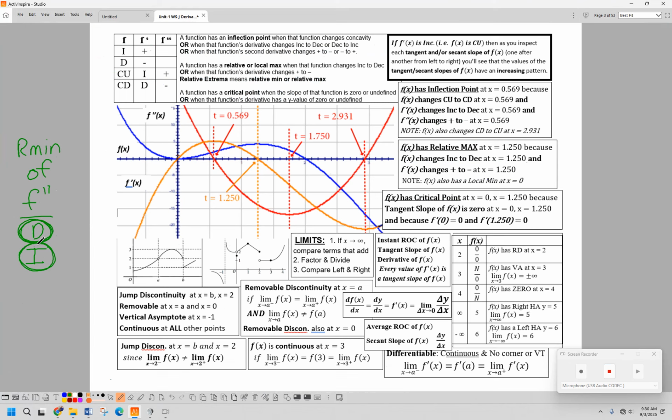So everyone, answer this question. Great test prep. Does F double prime, which is the red graph, have a relative min? This is the definition. Hands up. Does F prime have a relative min? And if yes, where? Hands up. Does F prime have a relative min, Olivia? Where would it be?